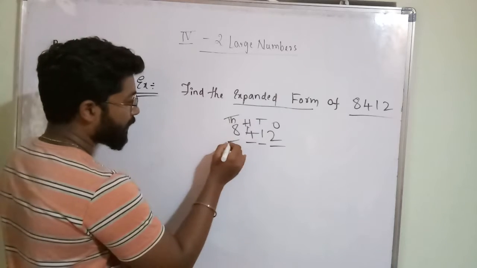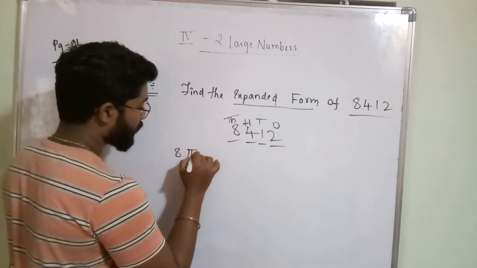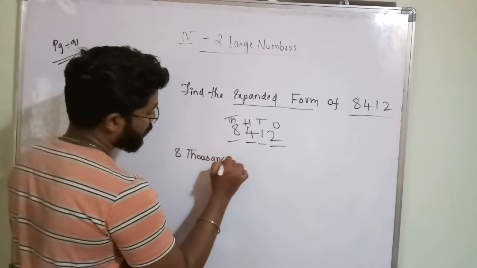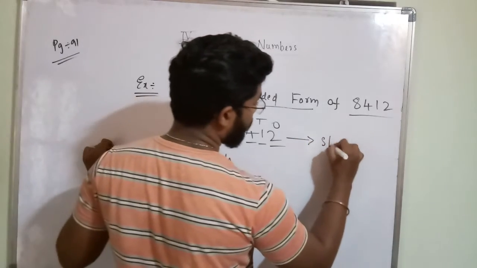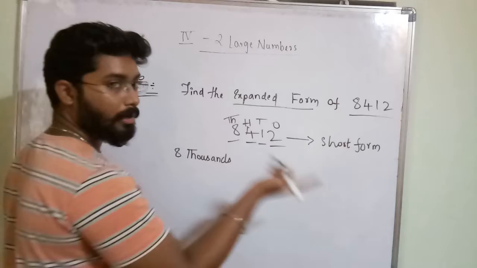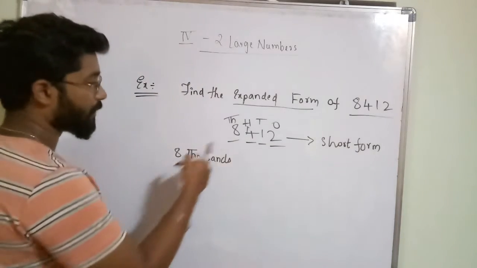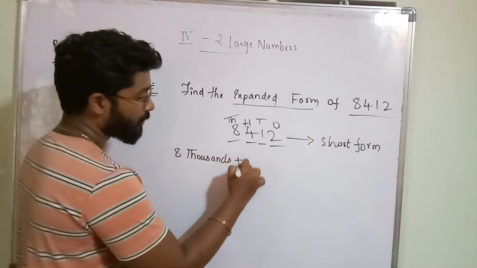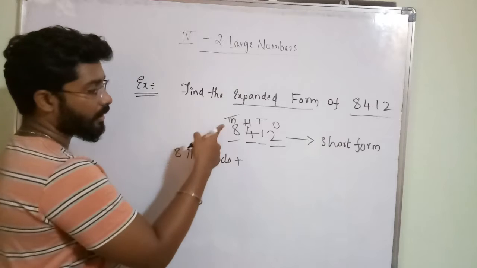8412. So 8 is in which place? Thousands. 8 thousands. This is the short form. He has given the short form. Now we have to convert it into the expanded form. 8 in thousands place, 8 thousands is the place value of 8.